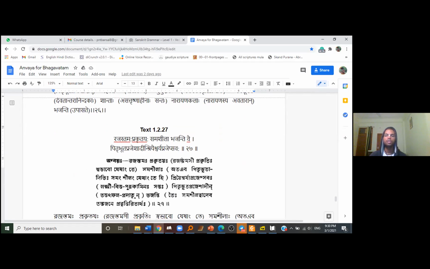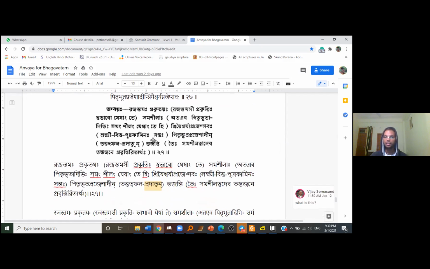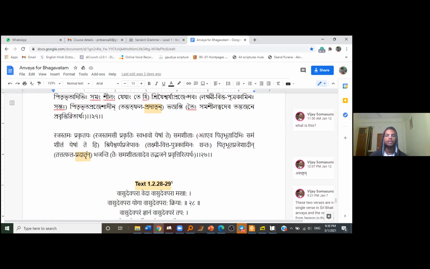रजस्तमः प्रकृतयः समशीला भजन्ति वै पितृभूतप्रजेशादीन् श्रियैश्वर्यप्रजेप्सवः. We also see this word samashila in the third canto when Devahuti Mata was to marry Kardama Muni. It comes there that both of them were samashila, of the same nature. Rajas tamah prakritayah, Rajastamasi prakritihi swabhavah yesham te. Those who have the nature of Rajo guna and Tamo guna. So this Trivikrama E is because of Dvivachana, Radha Brahmabhyam Au E.